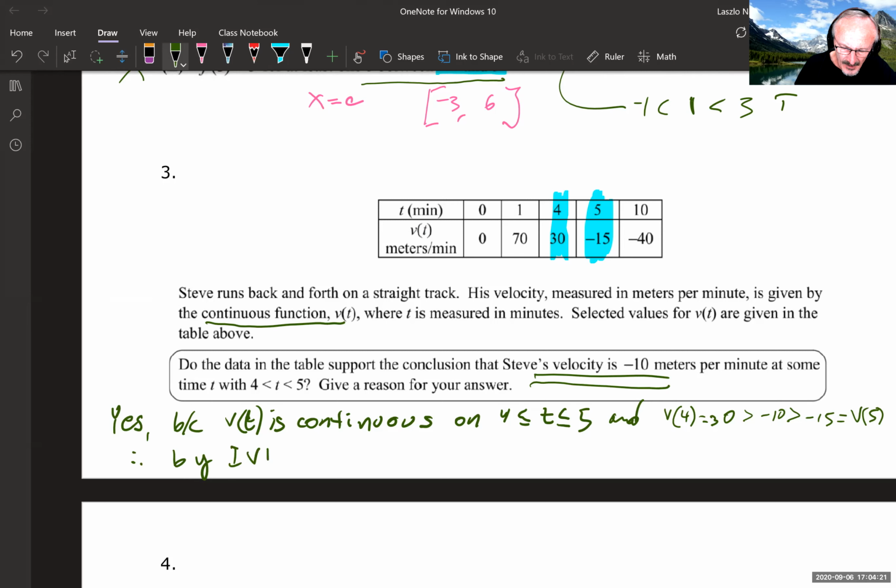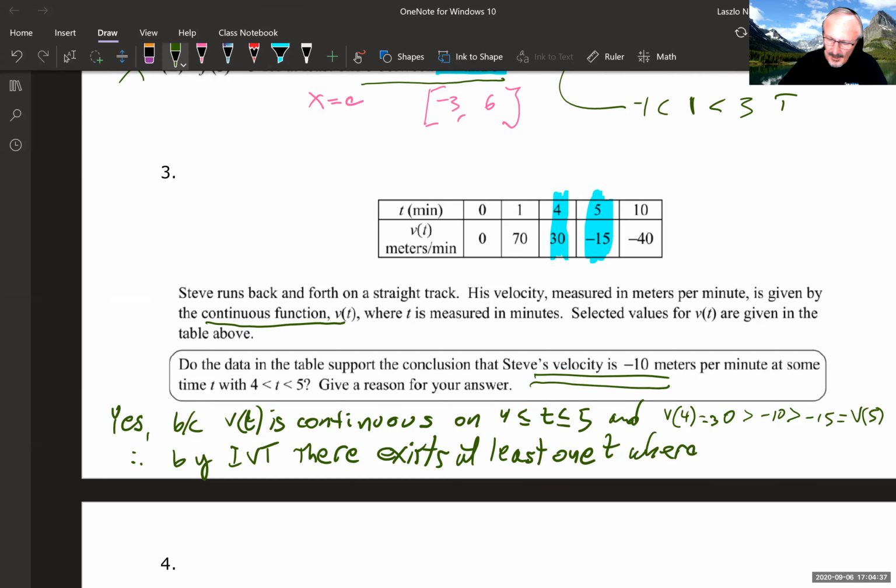Therefore, by IVT, there exists at least one t where, and I think I need to be more careful, at least one t on interval, and let's put the t inside the interval 4 to 5, such that v of t is equal to -10.